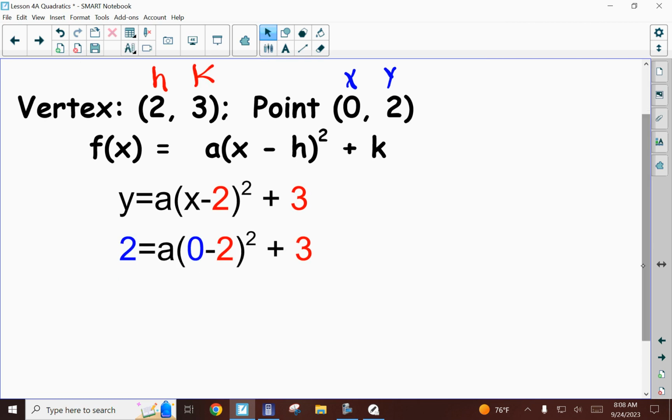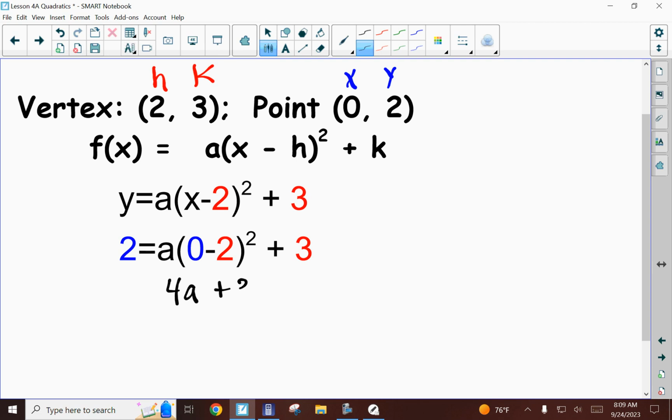Now, every time you get to this point, it's always the same steps. You start in your parentheses, so 0 take away 2 is negative 2, and then you square negative 2. Negative 2 times negative 2 is positive 4, so this is going to be 4a, and then we drop down the plus 3, and then this is equal to 2.